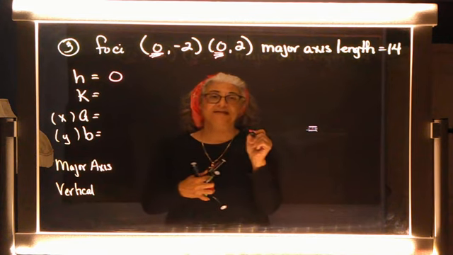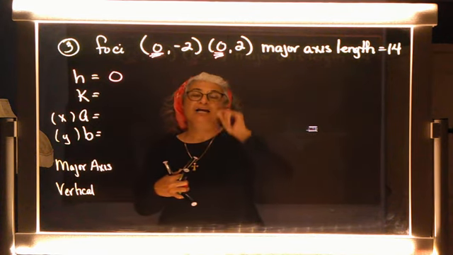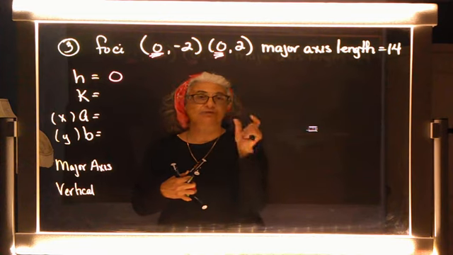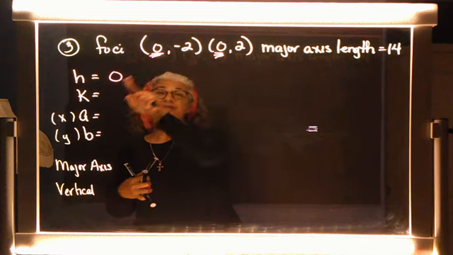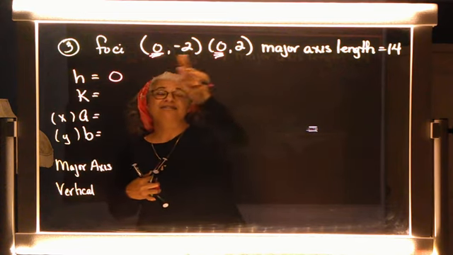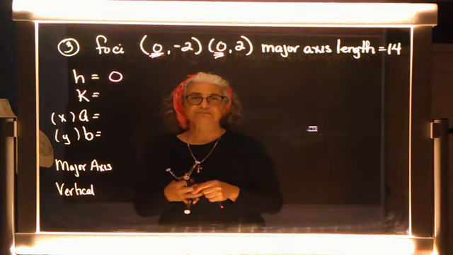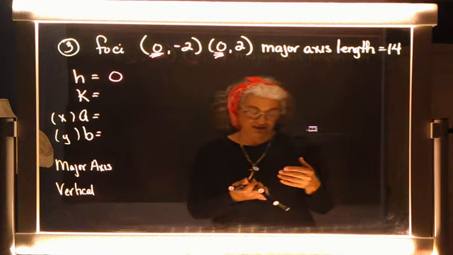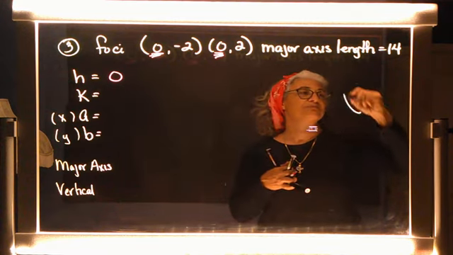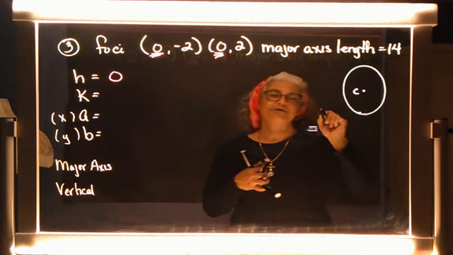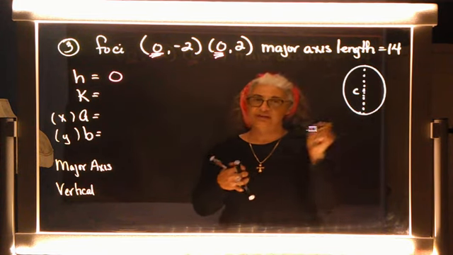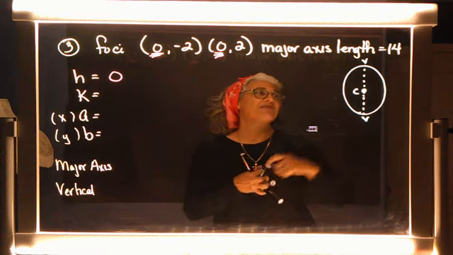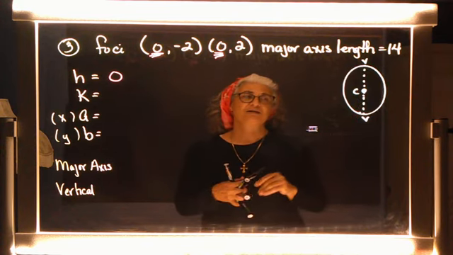Remember, since this is vertical, the foci are above the center and below the center. And if the y's are doing the changing, the x's are not. So in this case, your h, which is the x coordinate, must be equal to 0. Cool? Now, let's look at the fact that they told me the major axis length is 14. So I'm going to draw that vertical ellipse. I know my center, right? Now they're telling me the length of the major axis, which cuts through the center, which means it goes from vertex to vertex. Agreed? So if this is the center and this whole length is supposed to be 14, then what does that tell you?